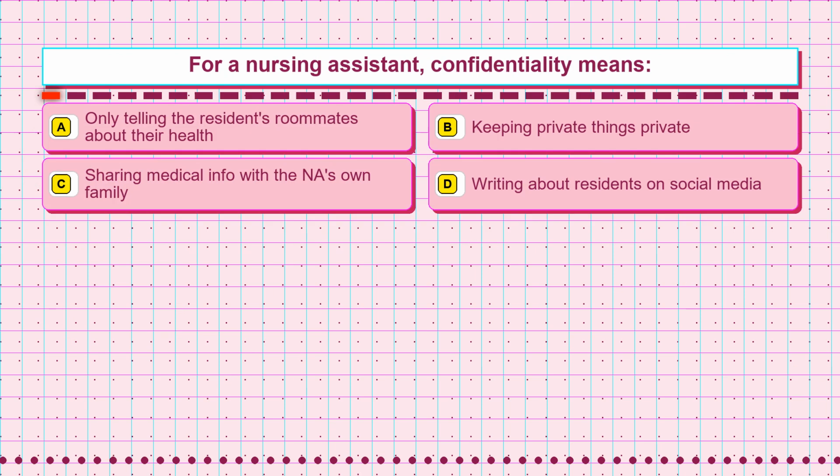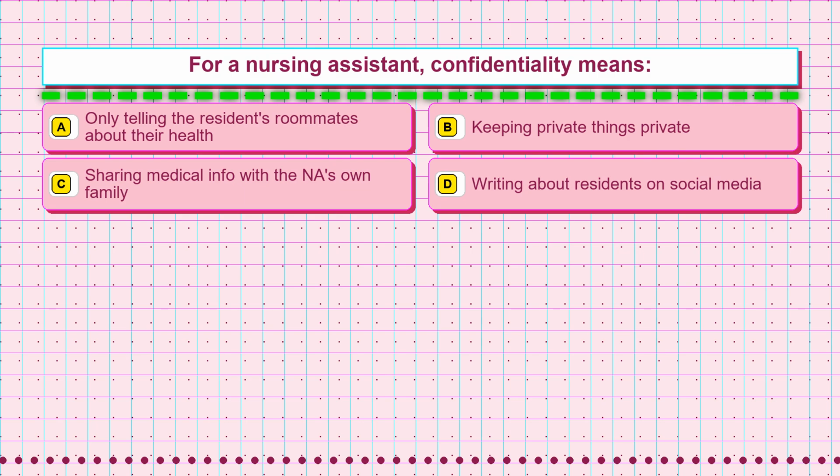Question 18. For a nursing assistant, confidentiality means: Option A, only telling the resident's roommates about their health. Option B, keeping private things private. Option C, sharing medical info with the NNAAP's own family. Option D, writing about residents on social media.